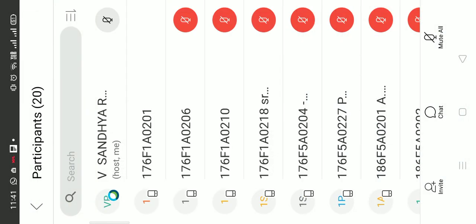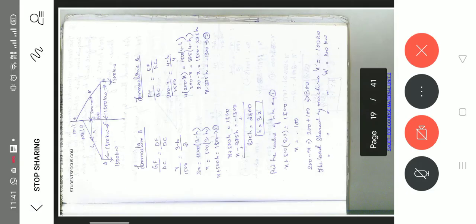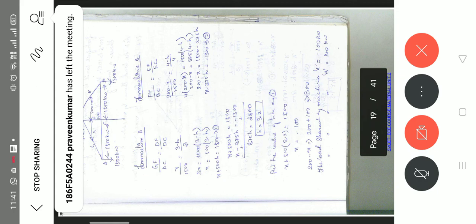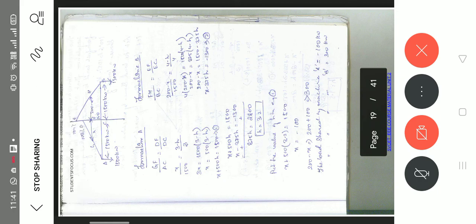These problems are very important from the external point of view and your mid point of view. Compulsorily one problem is there in your external question paper from this first unit. So all of you clear?